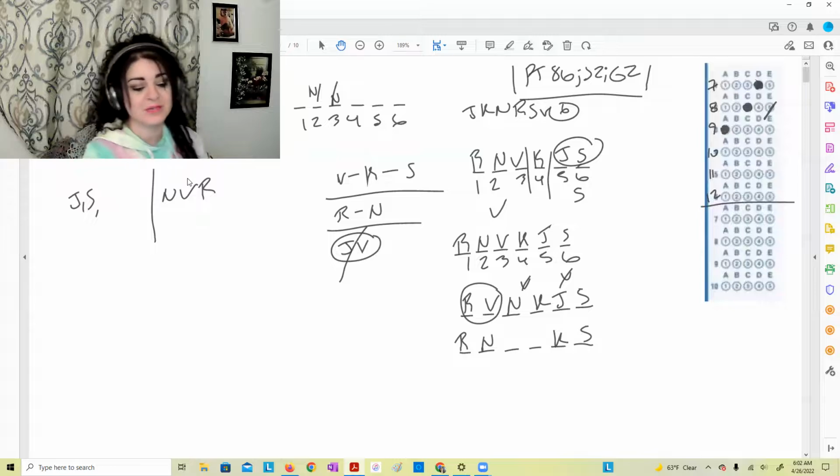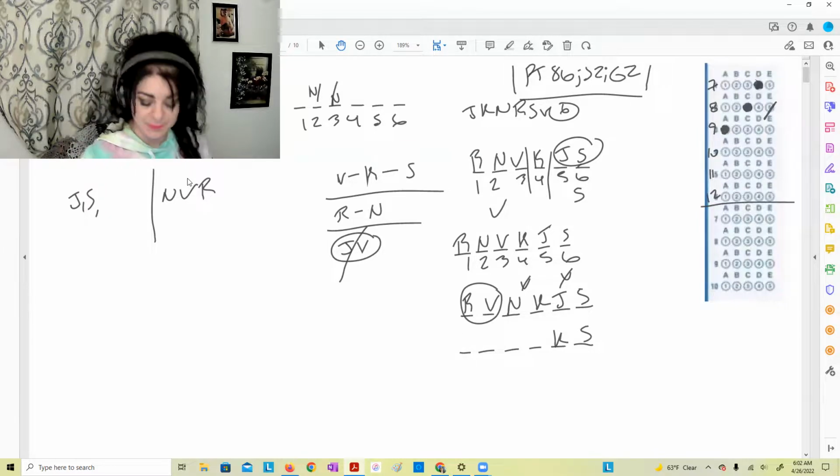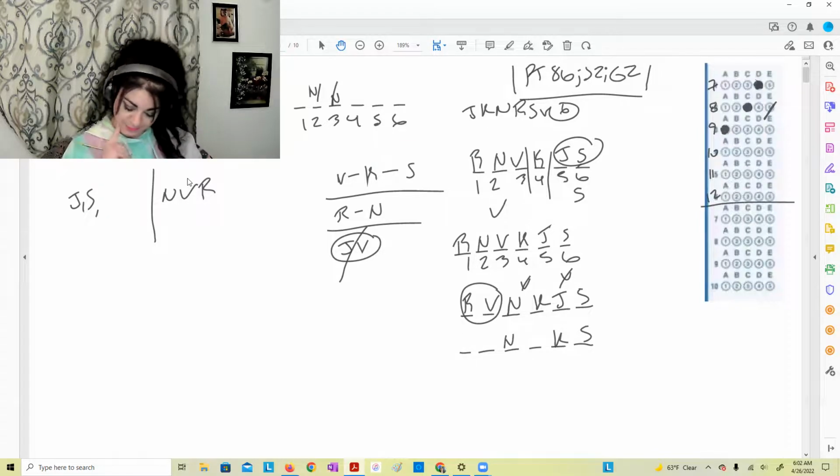This is going to put J and V together. It's not going to work. Let's try putting N on 3. And R would go before it. You could do that.